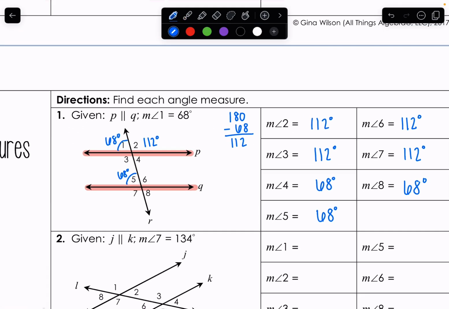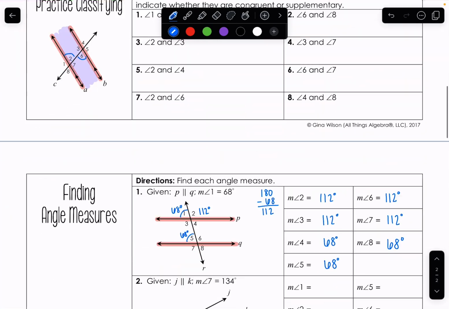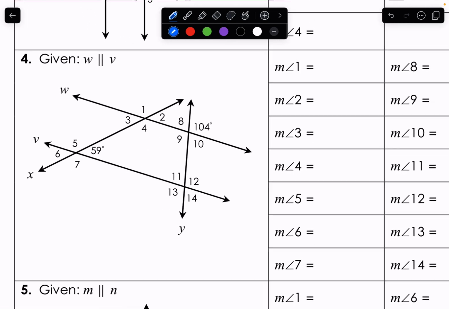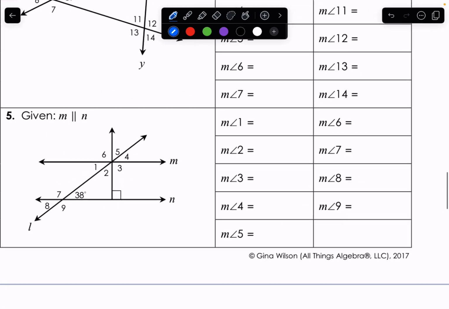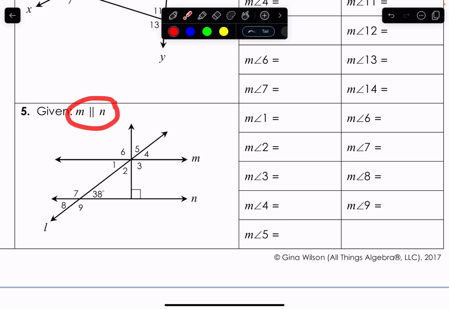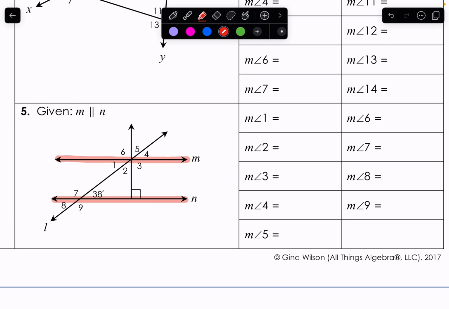Okay, so remember, a transversal is a line that intersects more than one line. Now let's look at number 5. We're given that line M is parallel to line N, but we have more than one line over here. When we're talking transversals, there are 2 of them here. A transversal intersecting the parallel lines is this line L, and the other transversal intersecting those 2 lines is this line here, which was not given a name.